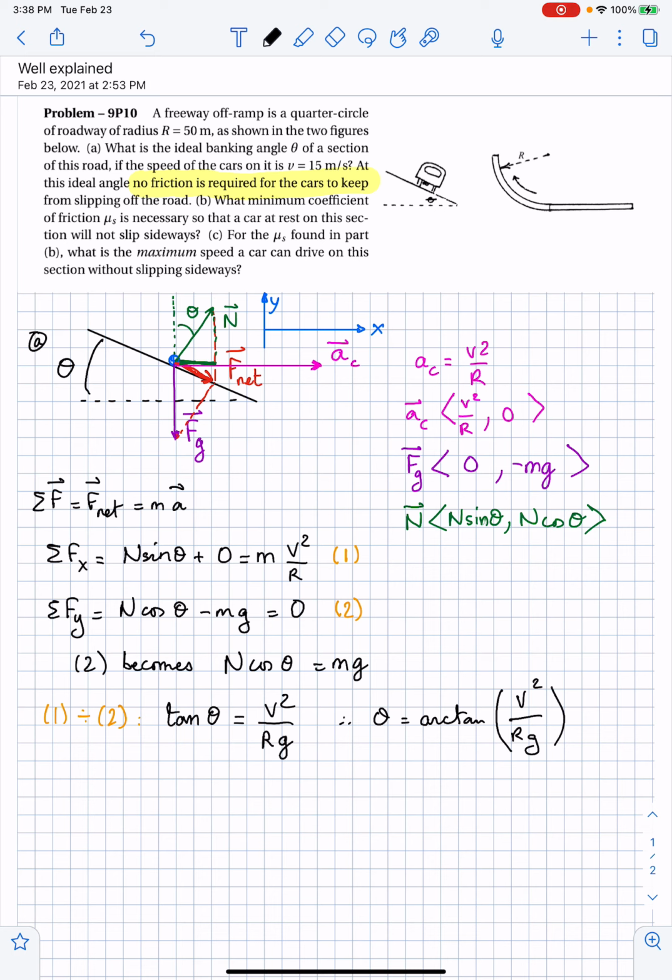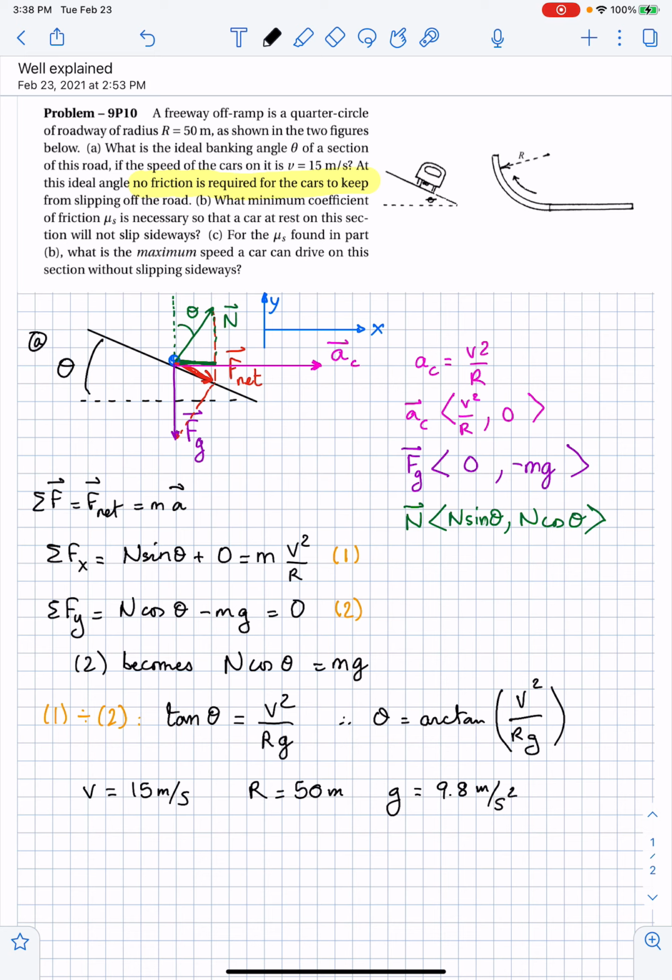All right, so now do we know all those values? Well, from what is given in the problem, we know that the velocity, the target velocity for this ramp is 15 meters per second. We know the radius of the turn like this is 50 meters. And we are going to assume that we are doing that on Earth. So that's going to give us right here 9.8 meters per second square.